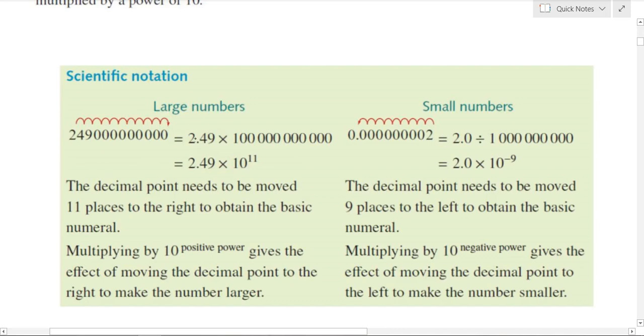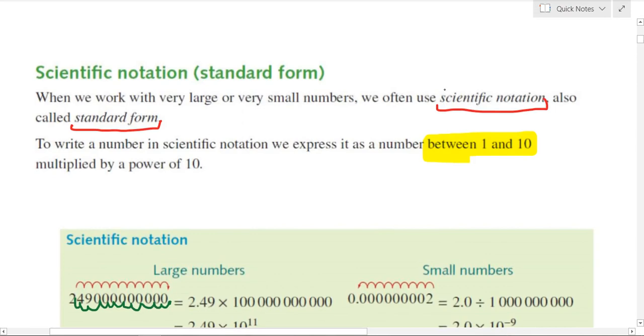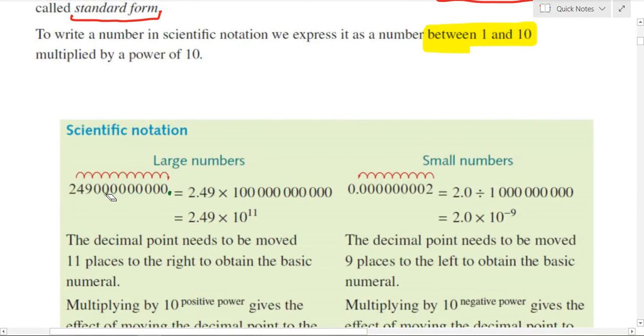What you can look at is the number, and look where the decimal is at the moment. I can see that the decimal must be here somewhere at the very end. And what's happened here is they've moved the decimal place all the way back over here. Remember, the number that you're representing has to be between 1 and 10. So instead of 249 and then a bunch of zeros, it's going to be 2.49. And then where did we get this 10 to the power of 11?